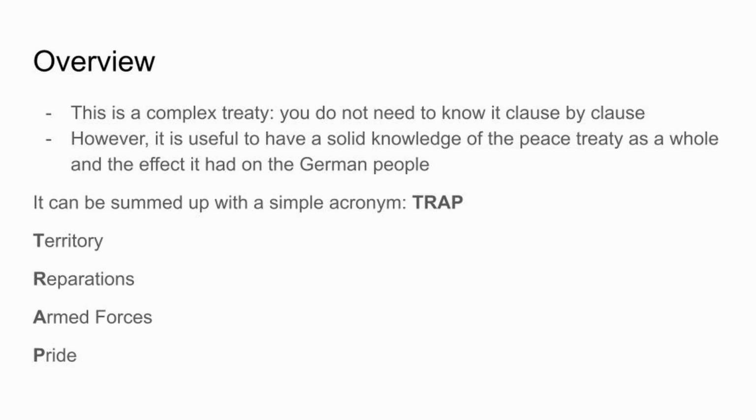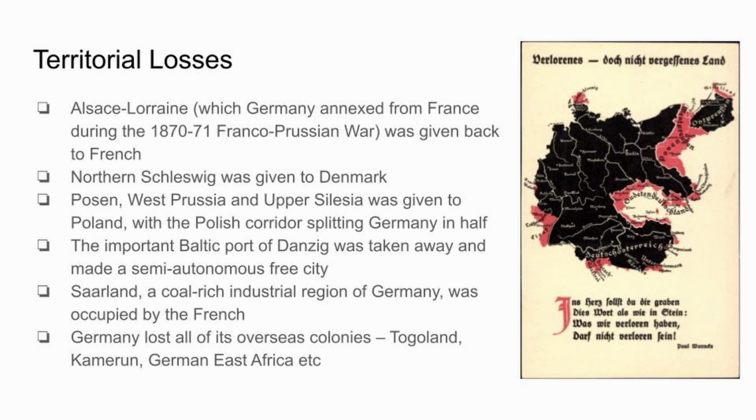Now, in terms of territorial losses, we have a German postcard from the 20th century that shows you what kind of lands it lost. You don't need to know every single bit of land that it lost, but you should know the main ones. So for example, Alsace-Lorraine, that was really crucial. Germany annexed it from France during the 1870-1871 Franco-Prussian War. So the fact that it was given back to the French was very important. Northern Schleswig was given to Denmark. Meanwhile, Posen, West Prussia and Upper Silesia was given to Poland, with the Polish corridor splitting Germany in half.